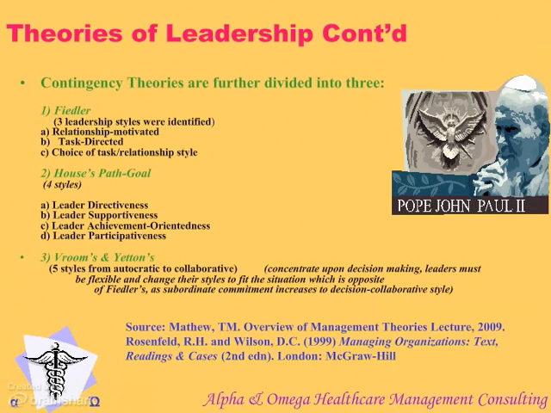Then number 2 is House's path-goal theory. He identifies four styles of leadership. The first one, A, is leader directiveness. This means letting subordinates know what is expected of them, saying what should be done and how, clearly defining the role of the leader, then maintaining the standards of performance and work scheduling. B is leader supportiveness, that is, being interpersonally aware of the needs of others, treating group members as equals, being friendly and approachable. The next one is C, leader achievement-orientedness: setting goals which are challenging, continuously seeking performance improvements.